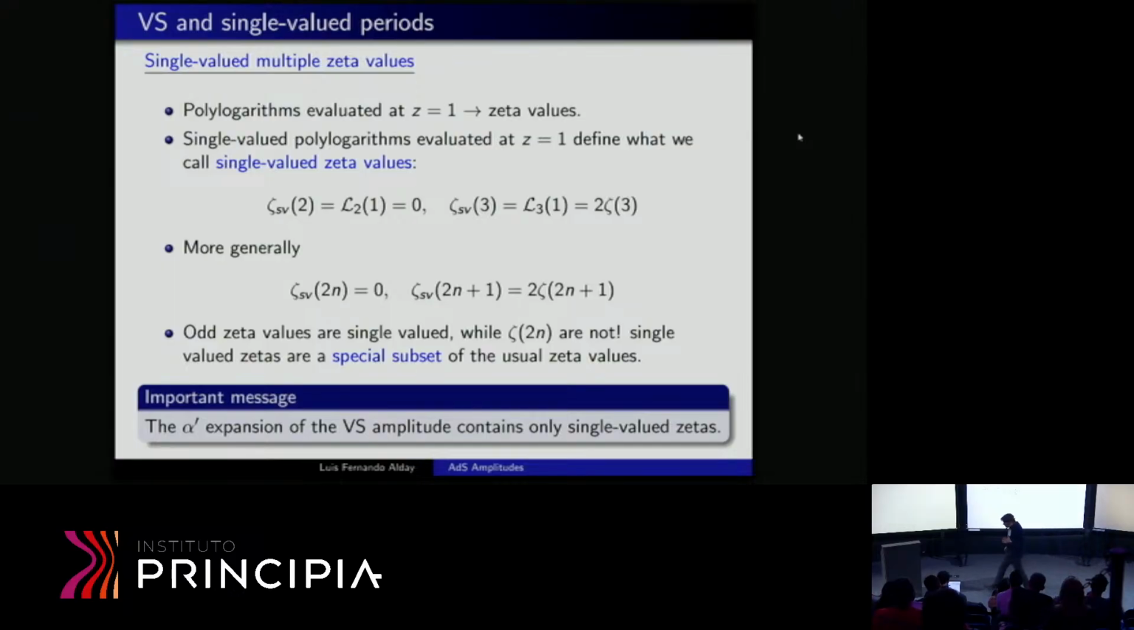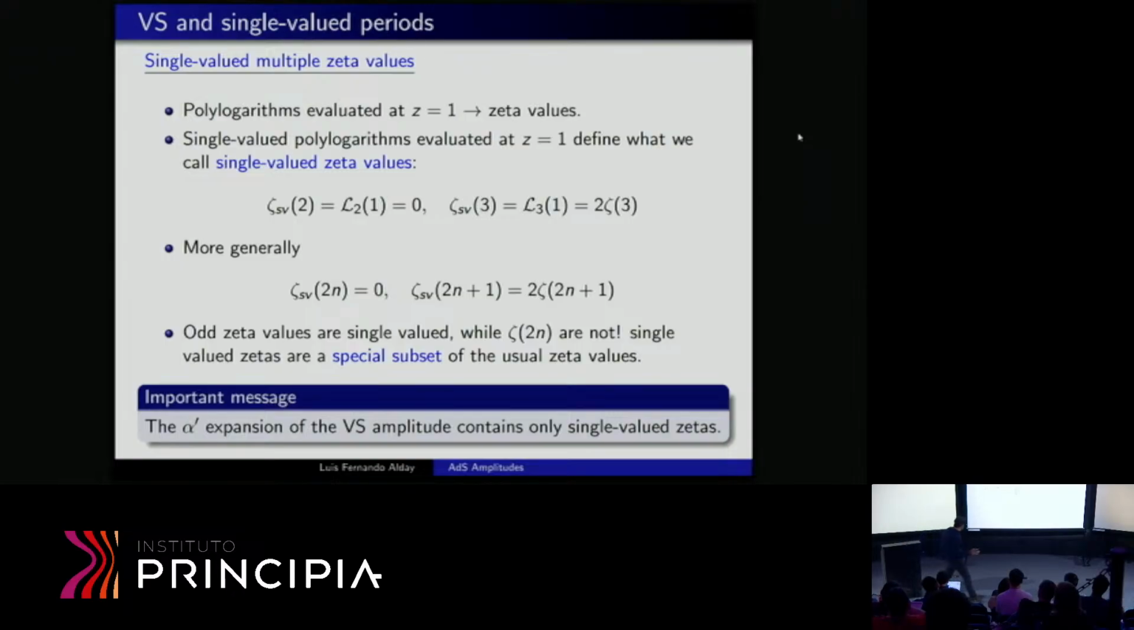So the important message here is that the alpha prime expansion of the Virasoro-Shapiro amplitude contains only single-valued zetas. The even zetas are not there. Although this may seem a bit trivial for the case of 4-point functions, the quite interesting property is that if you study 5, 6, 7, 8-point functions at tree level, the same thing is true.